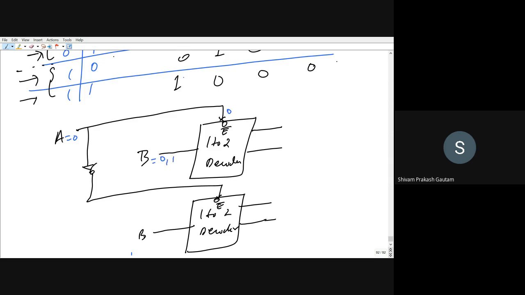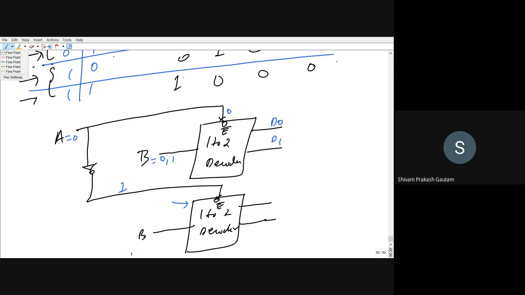Whenever A is low and B is 0, you can get D0, and when B is 1, you can get D1. Similarly, when A is 0, you will get 1 here. So therefore, this second decoder will not be activated because you have to get 0 here.